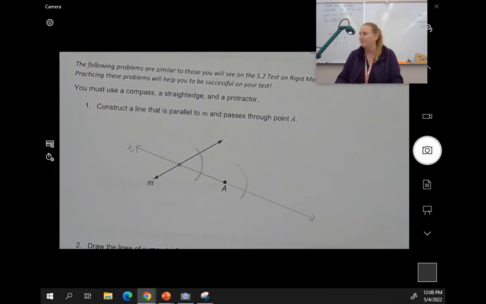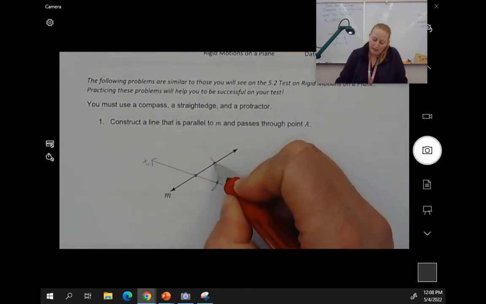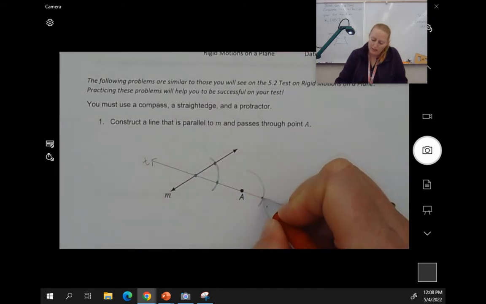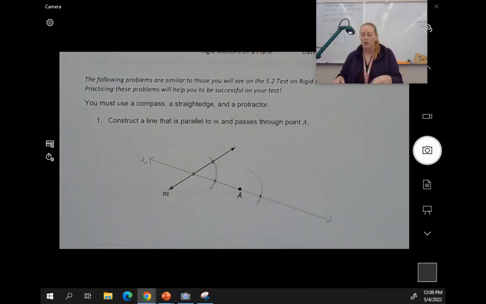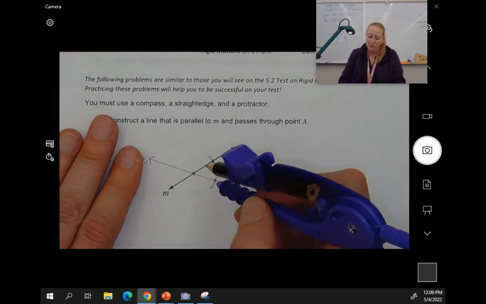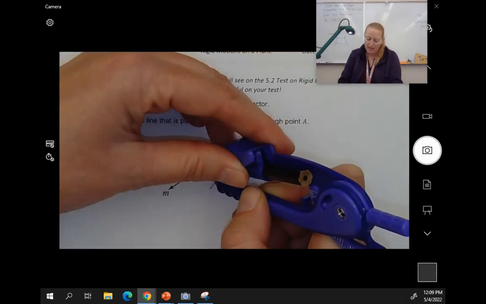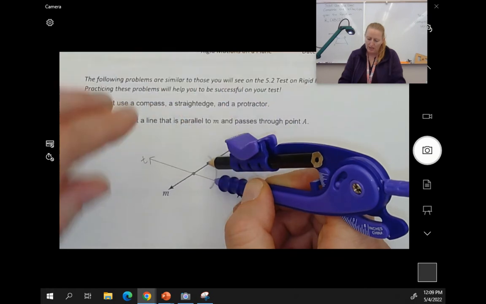Sometimes it's easier. So now I have a point here and a point here. I've also got one side. I just don't know where the other side of that goes. That's what we're trying to find. So I'm going to take my compass, and this is where I measure how wide my angle is. So I put my stabby side on one side. I'm going to adjust my pencil so that it touches the other side.